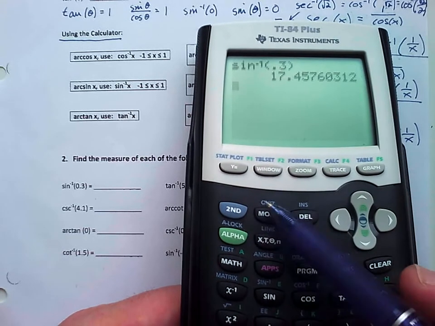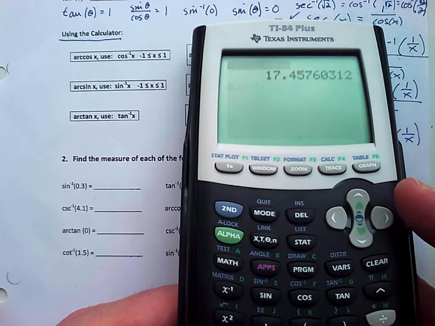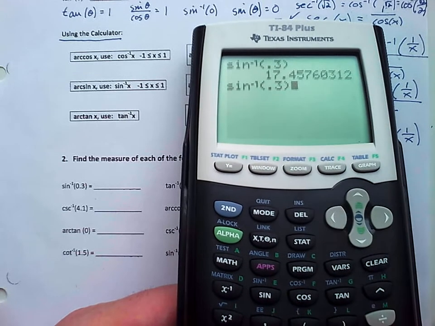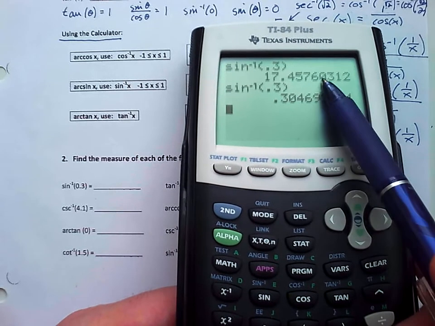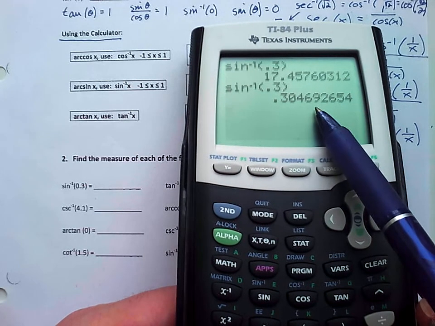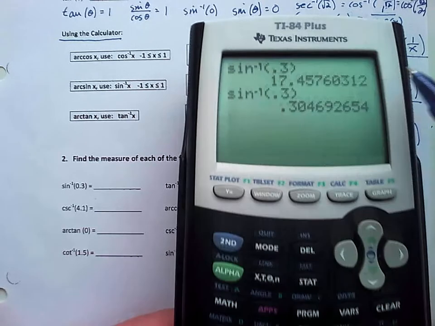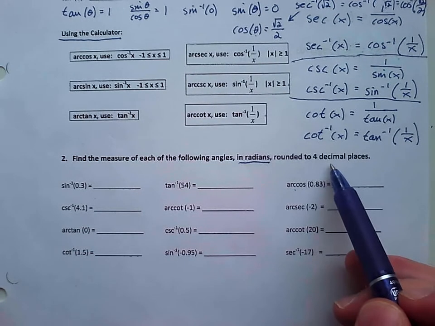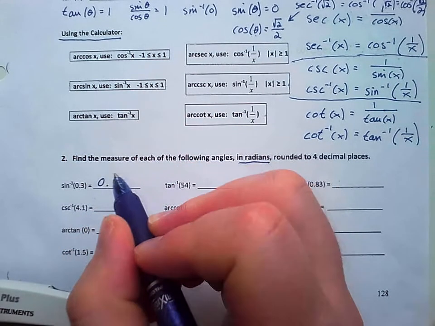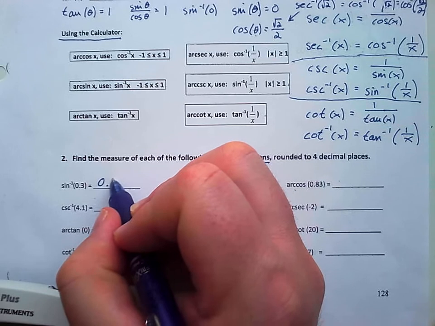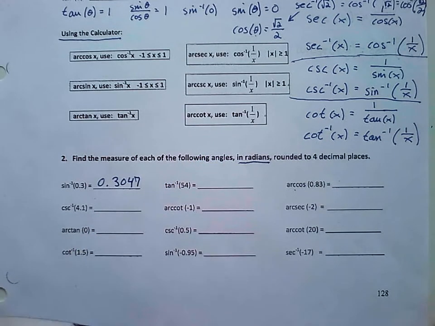And now if you go second quit, now if we type in the exact same thing as before, the inverse sine of 0.3, this answer right here is in radians. So if you get that first answer, that's in degrees, I just showed you how to switch it over to radians. This is the answer that we're looking for. And again, the problem is asking us to go to 4 decimal places. So if we round this to 4 decimal places, we're going to get 0.3047.